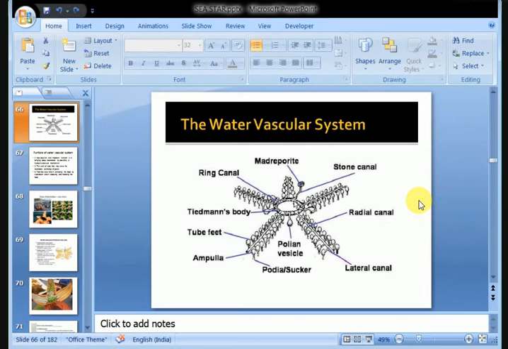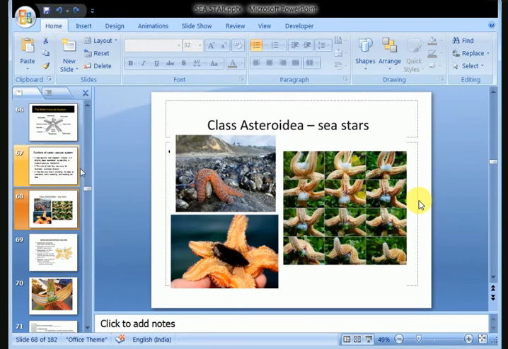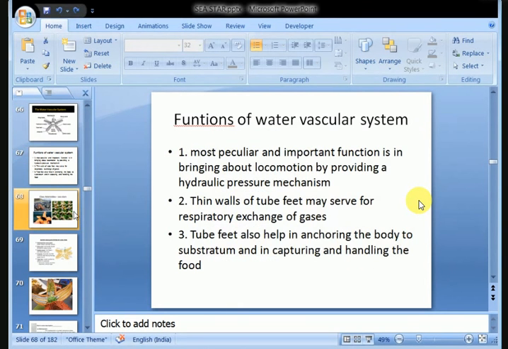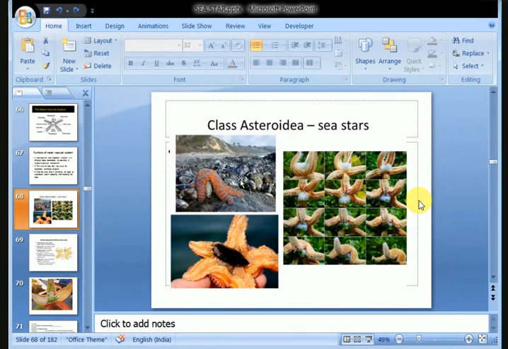Also, they have muscular walls. The muscle fibers are invested in the walls, so that helps in the flow of water and extension and retraction of various parts associated with this. So next we talked about these functions. In this figure, we see how they are important in capturing the food and how they are important in locomotion.